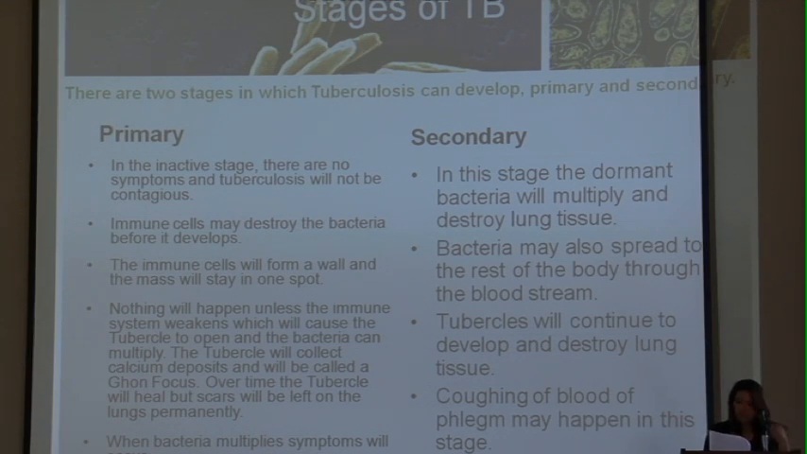And then, the secondary stage of TB. In this stage, the dormant bacteria will multiply and destroy the lung tissue. Bacteria may also spread to the rest of the body through the bloodstream. Tubercles will continue to develop and destroy lung tissue. Coughing of blood and phlegm may happen in this stage.